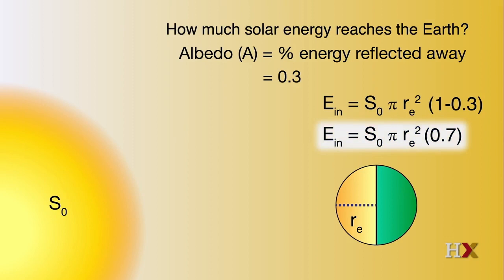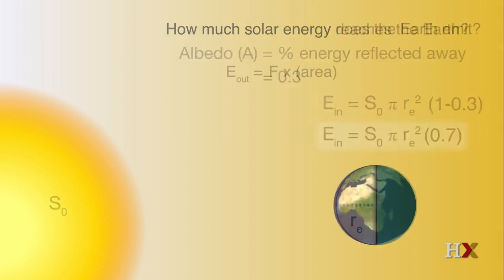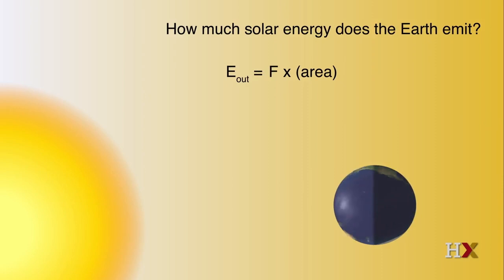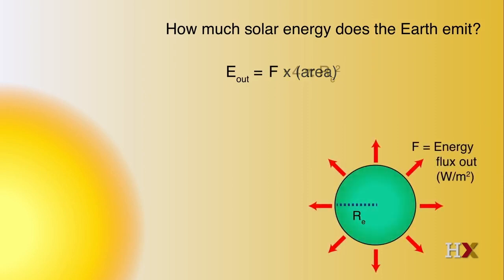So to complete the energy balance, we have to describe how much energy the Earth emits. The energy out is just equal to the total flux of energy from the Earth as a black body times the area of the Earth. Using the Stefan-Boltzmann equation, we can calculate that the flux out is simply sigma times T to the fourth times 4 pi r squared, the surface area of the Earth, because the Earth is emitting energy from all of its surface at any one time.